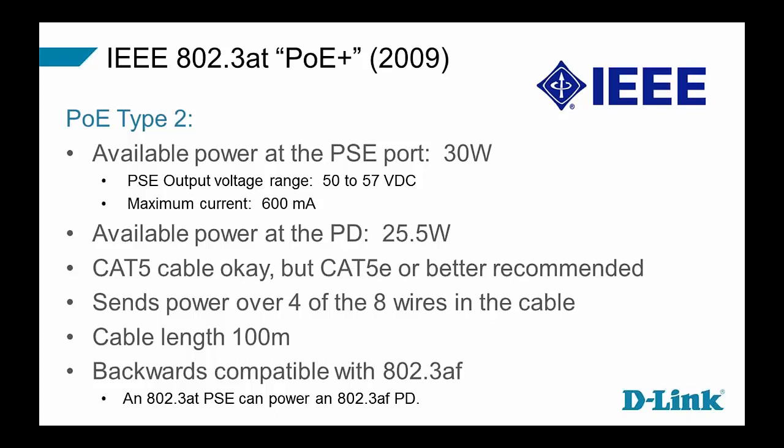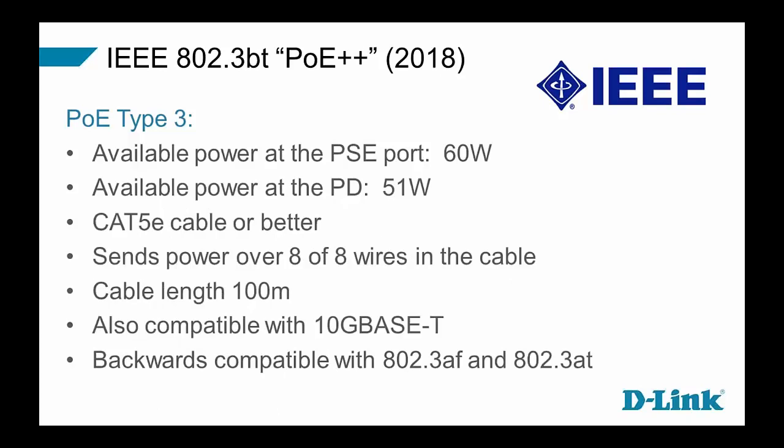Cat 5 cable is okay, but 5E or better is recommended. And again, we're using 4 of the 8 conductors in that cable, or 2 of the twisted pairs, to actually carry that DC power. Cable lengths of 100 meters are supported, and AT is certainly backwards compatible with AF. An 802.3 AT power source can power an AF PD.